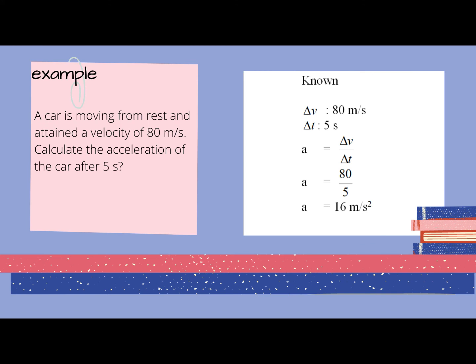Okay, next, a car is moving from rest and attains a velocity of 80 meters per second. Calculate the acceleration of the car after 5 seconds. First, you write down the known: delta V is 80 meters per second, delta T is 5 seconds. And after that, you write down the formula and then enter the values into the formula. And then you can calculate the result.